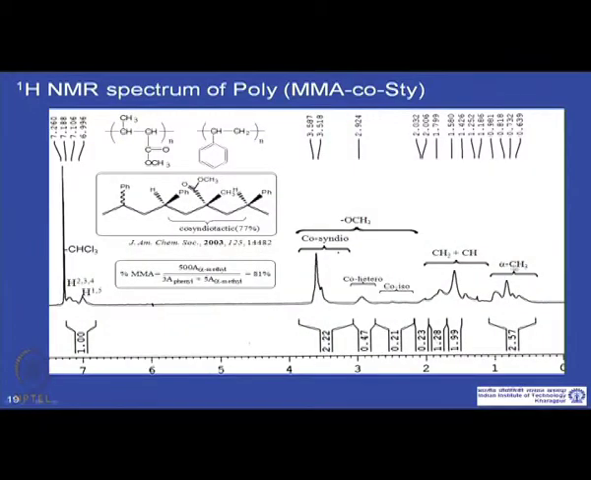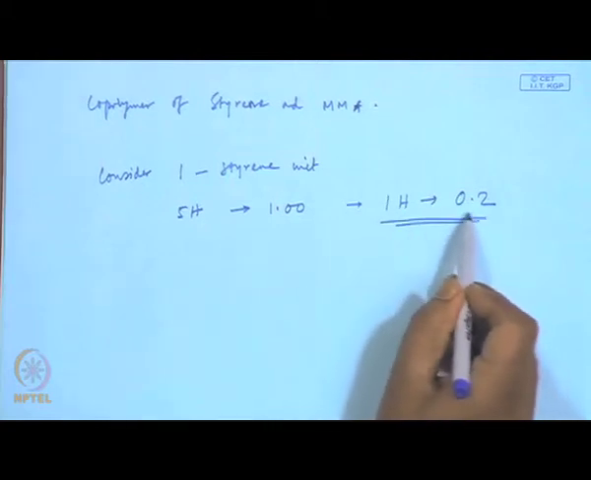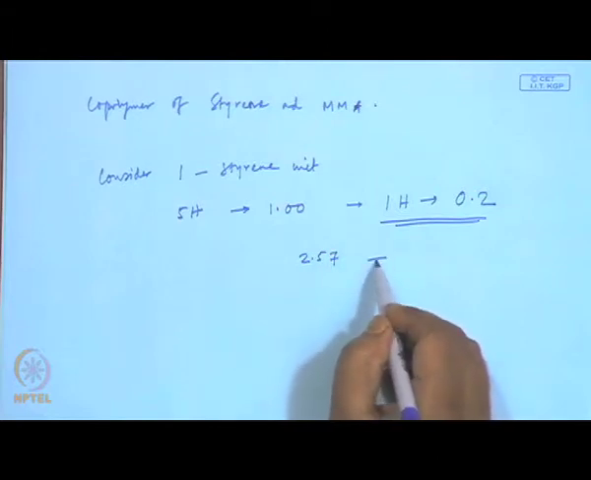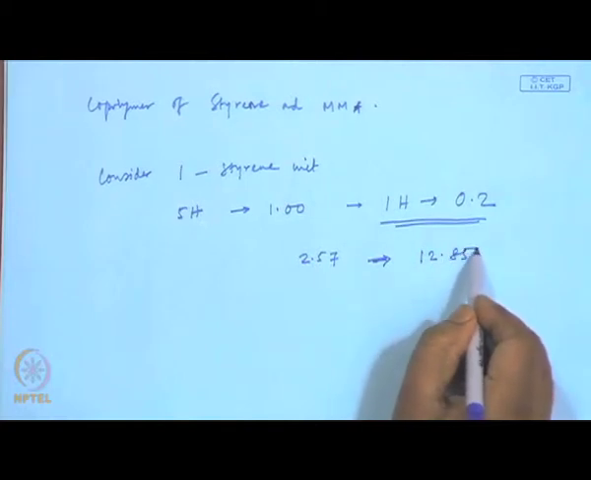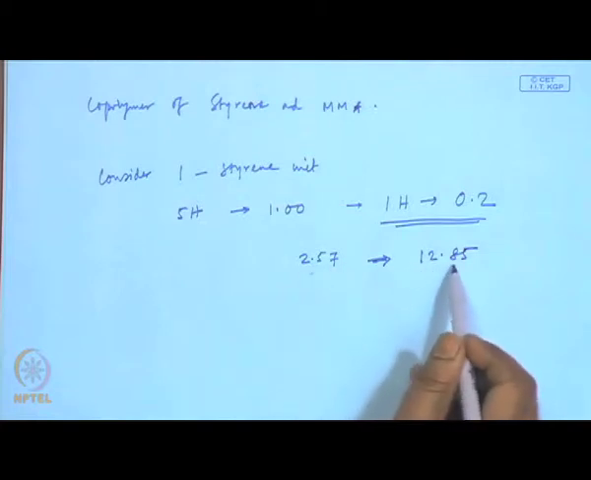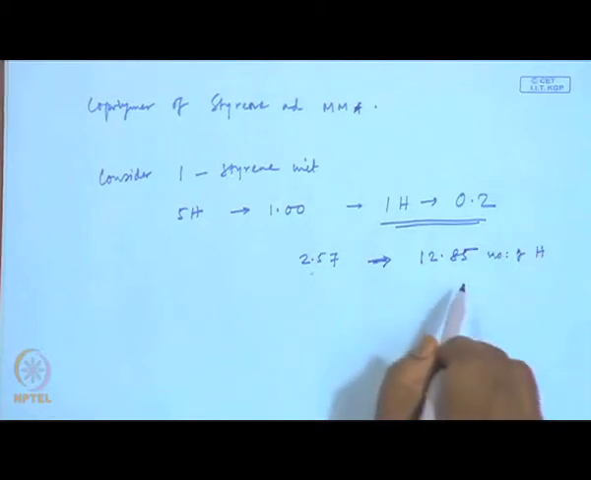So, if you consider now this alpha CH3, this is from 3 protons of the MMA moiety. Now, the integration for this is 2.57. So, if 1 hydrogen corresponds to 0.2, 2.57 integration will correspond to 12.85. If you multiply this by 5, you will get 12.85. So, this is the number of protons.